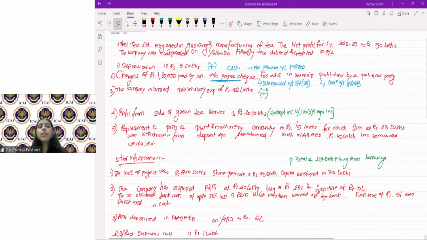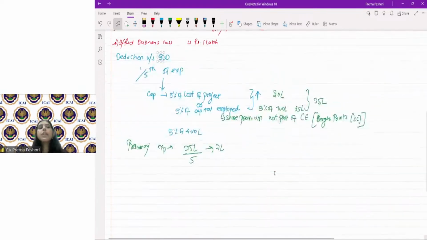Yes, Janvi, I'll explain once again the preliminary expenditure. So preliminary expenditure is 5% of the cost of the project or 5% of the capital employed. In this particular case, the 5% of the cost of project comes to 20 lakh. 5% of the capital employed comes to 35 lakh. So higher of that is 35 lakh. Now in the capital employed, I will only take the total of share capital, debentures and the long-term borrowings. Share premium will not form part of the capital employed. Are we clear? So 1/5 of 35 lakh will be 7 lakh, which will be allowed as deduction. Clear, Janvi?